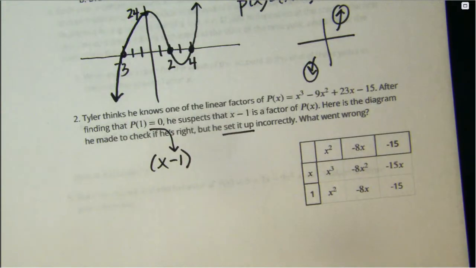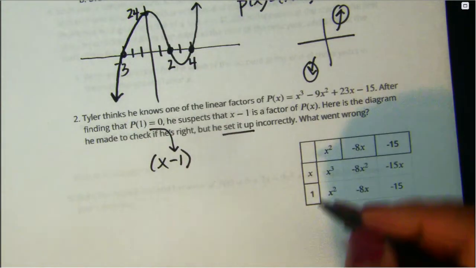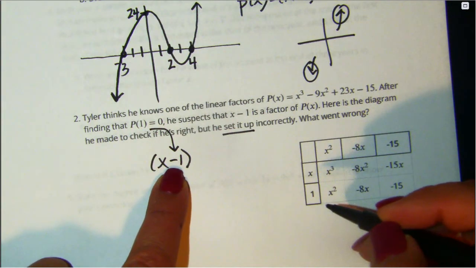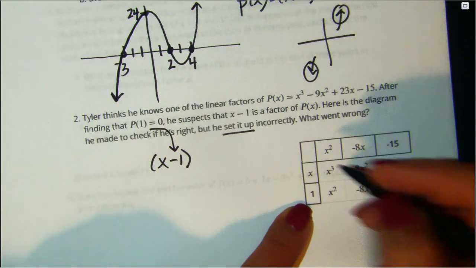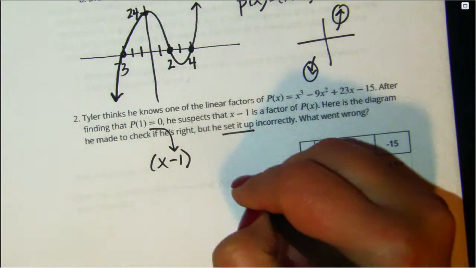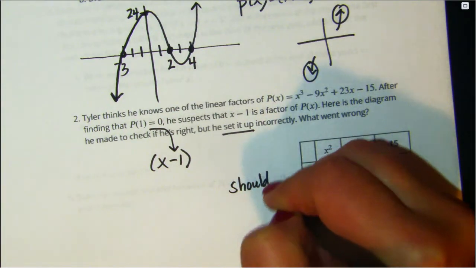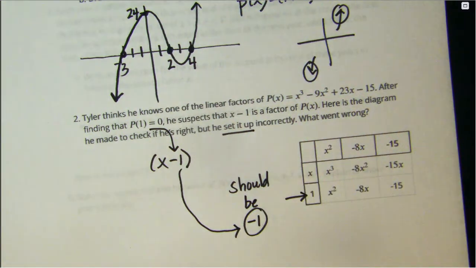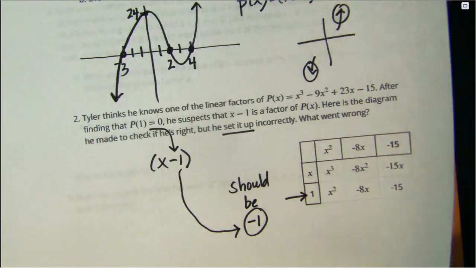So if you look at the side, right, if it touches at 1, then we're going to divide it by x minus 1. Look what he wrote. So here's his mistake right here. Should be -1. You have to divide by what the factor would look like, not the actual intercept. All right.